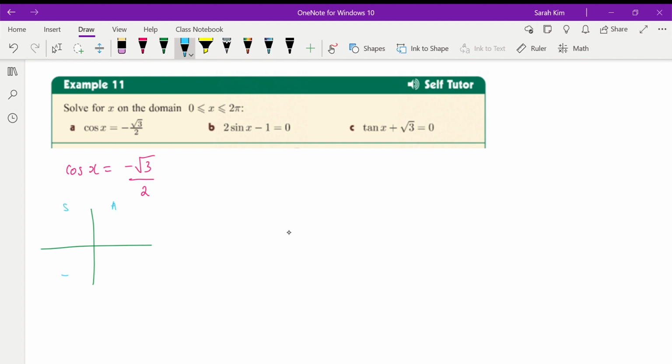All silly turtles crawl. So where is my cos x going to be having a negative answer? Well, in my all silly turtles crawl, it should be pretty easy for me to see that cos is positive in the first and fourth quadrant. So my cos is going to be negative over here, these two quadrants. Okay. So when I find the answer using either the calculator or the unit circle, I should be able to apply it. I'm going to be obviously finding this angle first.